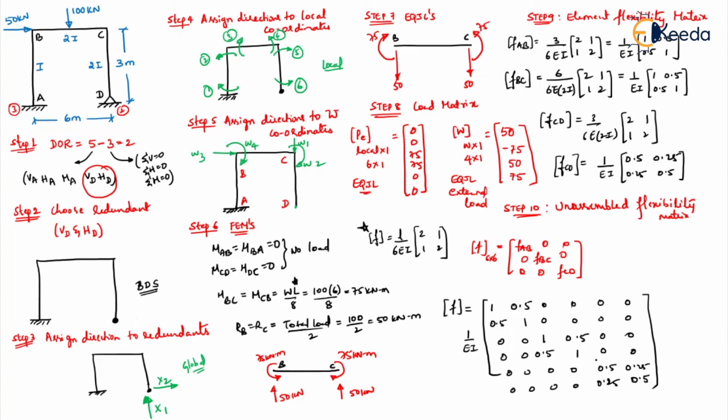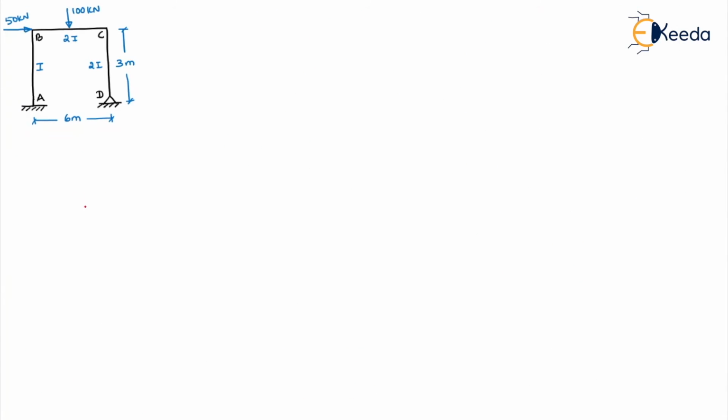So this is your unassembled flexibility matrix. After this, what is step 9? Now step 11. Step 11 is to form the force transformation matrix.